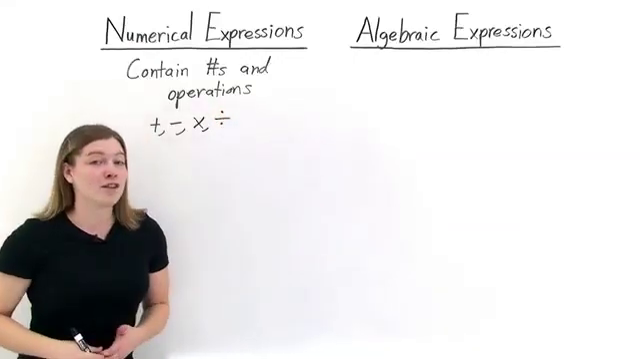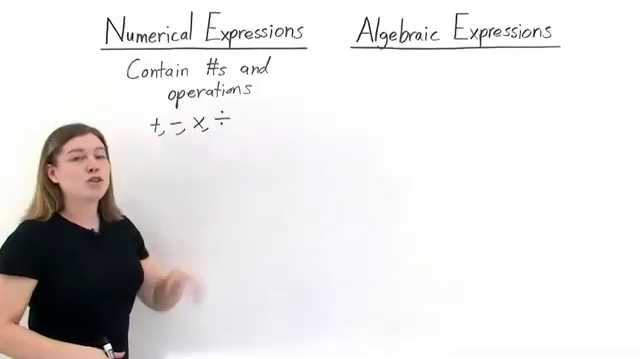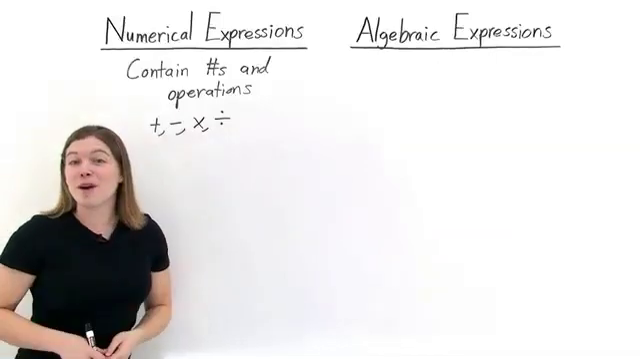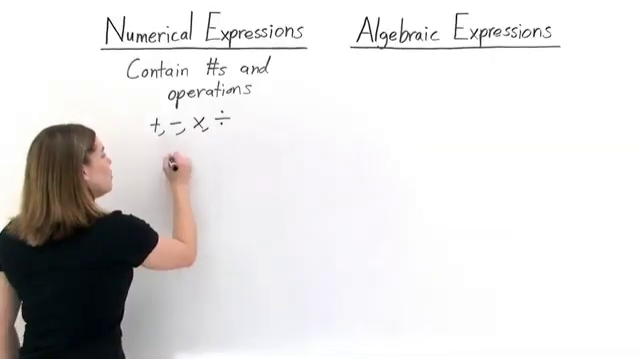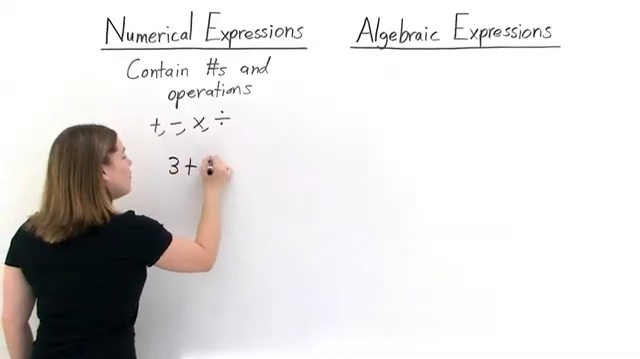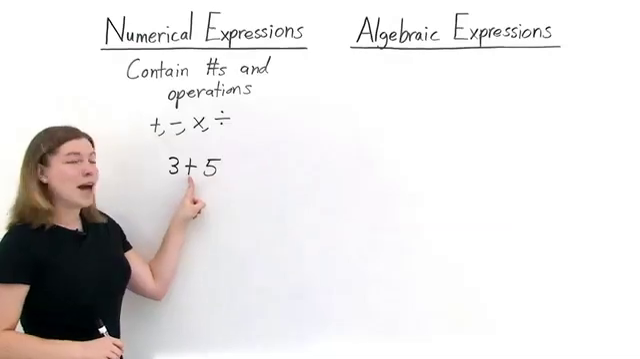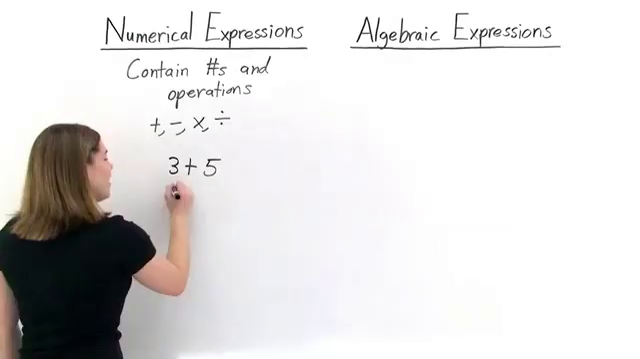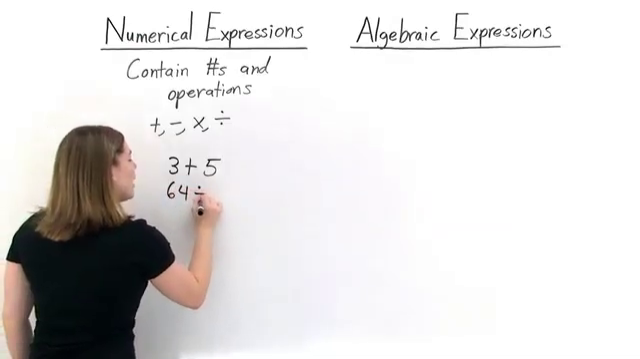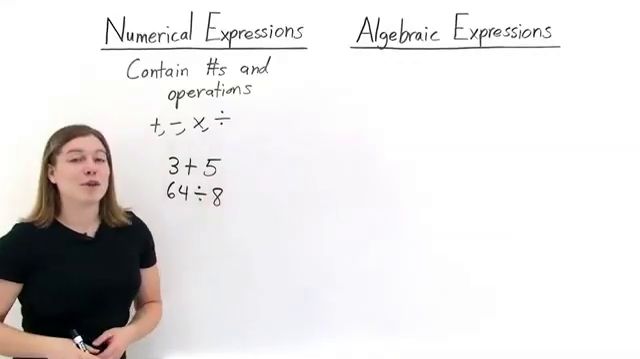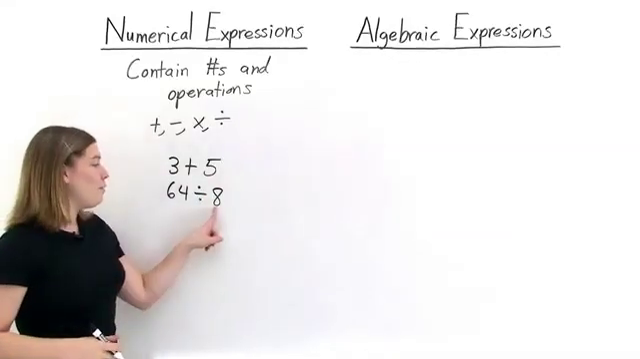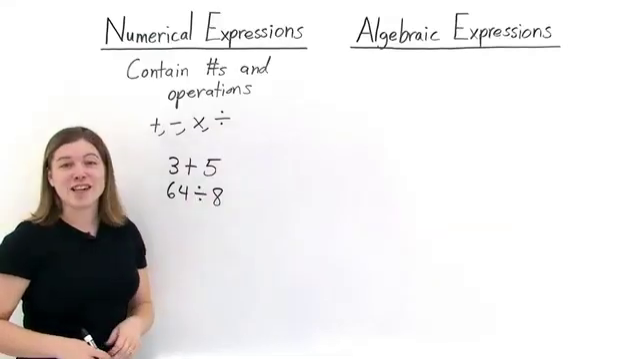So, if you have an expression that has numbers and at least one operation in it, you have a numerical expression. So, something like 3 plus 5 would be a numerical expression. You have numbers and an operation, addition. 64 divided by 8 is another example of a numerical expression. You have numbers and an operation, division.